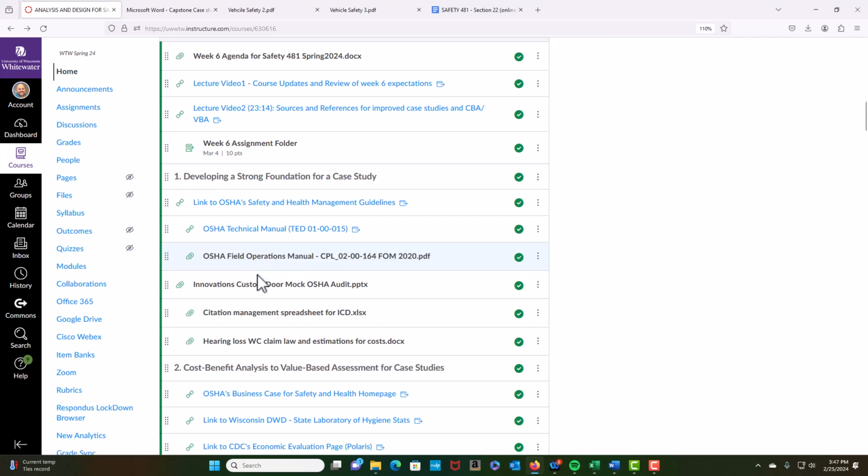In that same regard, I review an audit I had done for a company almost 7 or 8 years ago now. I did a mock OSHA audit and a citation management spreadsheet. And then, in order to justify investment in a new form of hearing protection, as part of the hearing conservation program I was recommending, I did this cost-benefit analysis. This is all meant to help you in your preparation for your case study, and I should be either approving or providing feedback to everyone this week, so you can start working on that.